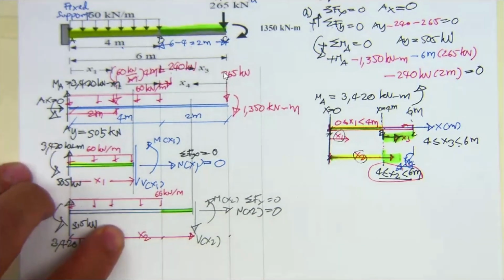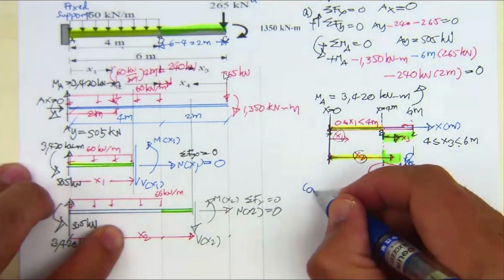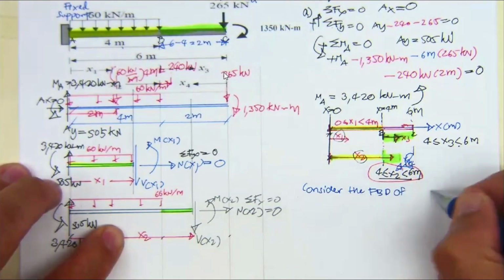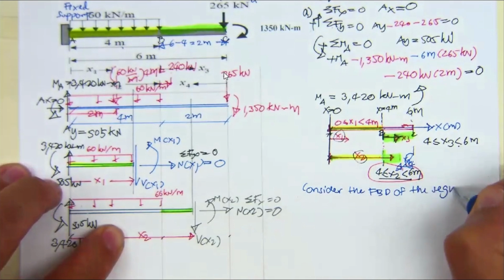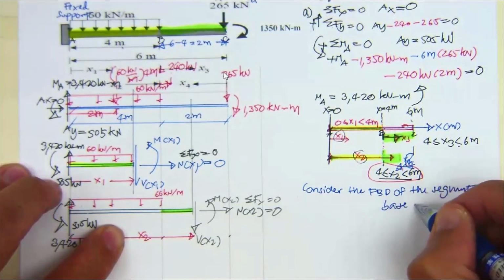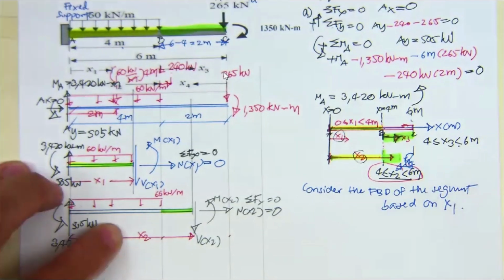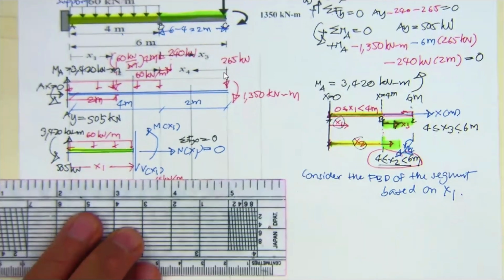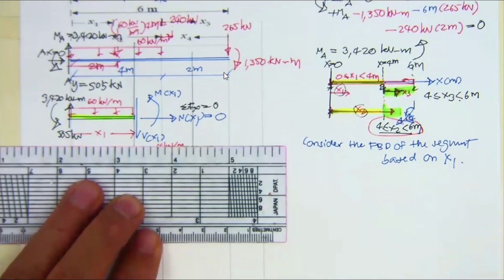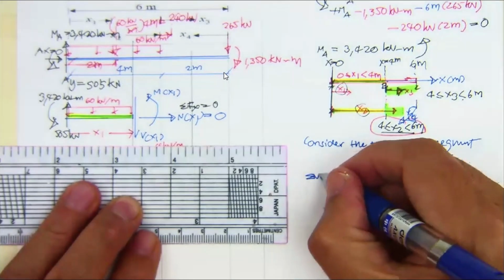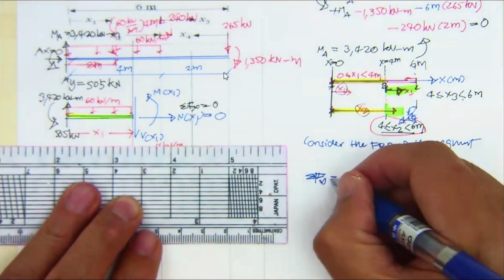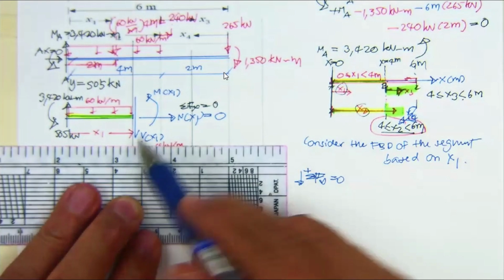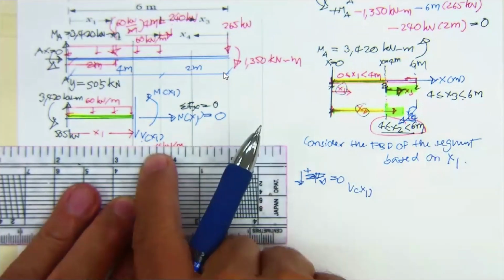Now, you finish drawing the free body diagram for x1 and x2. Okay, you have to again start by considering the free body diagram of the segment based on x1. That's going to be this one. Okay, take this one, eliminate it, just consider that one. You may have summation of F sub y equal to 0 if you prefer. You just take that one to be positive. That's going to be V sub x1 downward.